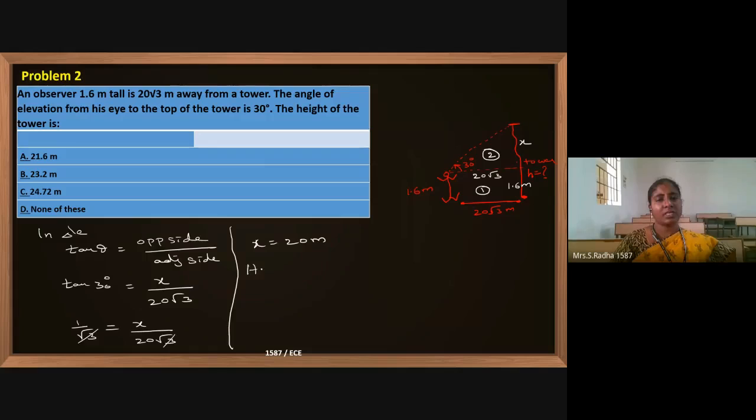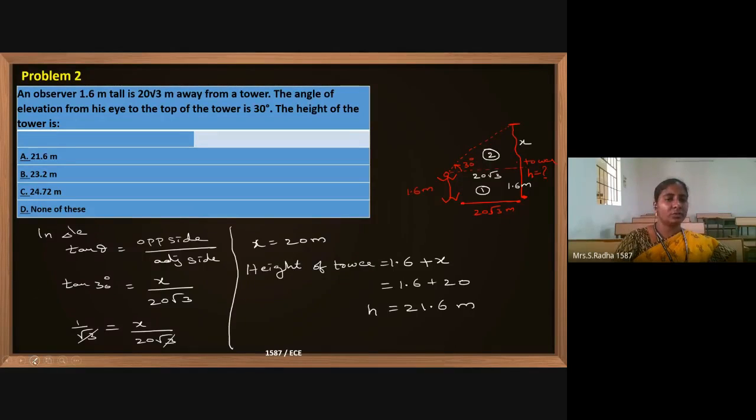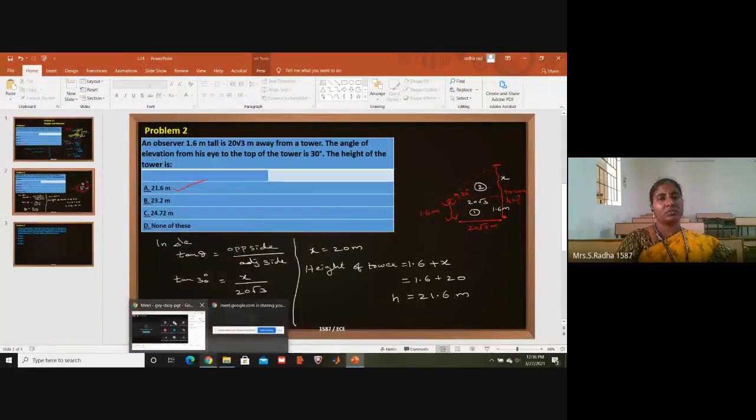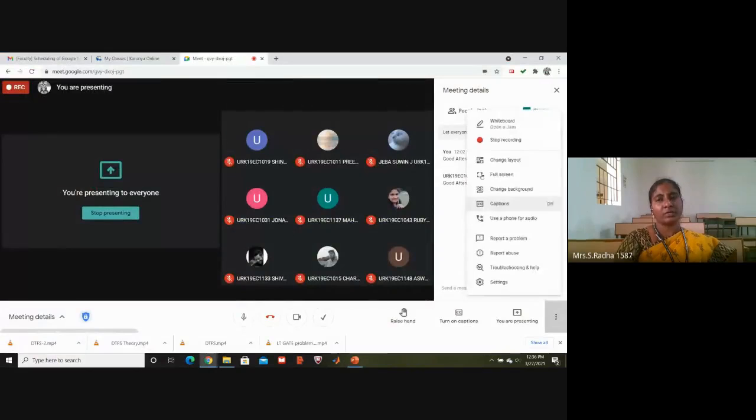But the height of the tower is nothing but, we have 1.6 along with this x as the total height of the tower. The x value we have already calculated, it is 20. So 21.6 meters is the h value, the height of the tower. Okay, all these problems we are doing from class 5-6 onwards, like these models we have come across.